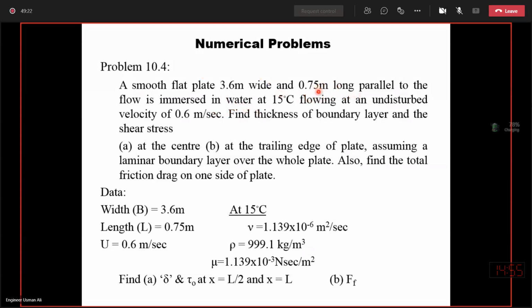Width is given, length is given, and it is kept parallel to the flow in water at 15 degree Celsius. तो ये water में रखी गई है और water जो है flow कर रहा है, long parallel to the flow, is immersed in water flowing at an undisturbed velocity 0.6 meter per second. तो water की जो velocity है या plate की जो velocity है 0.6 meter per second है. दोनों भी situations हो सकती हैं.